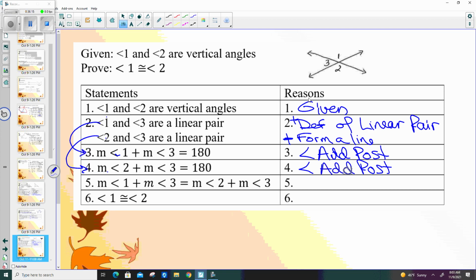What possible reason could we have for those two chunks, 1 and 3 being equal to 2 and 3? They're both equal to 180. They both have that same value, right? So what is it called when I put something in place of what it's equal to? There you go.